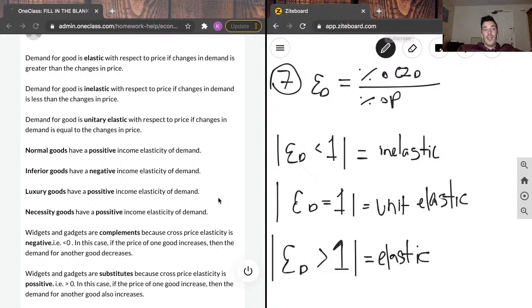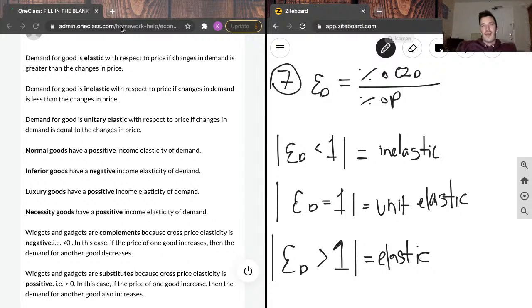And demand for a good is unitary elastic, or unit elastic as I've written, with respect to price if changes in demand is equal to the changes in price. That's what I was talking about, proportionality. You said that normal goods have a positive income elasticity of demand. Inferior goods have a negative income elasticity of demand.